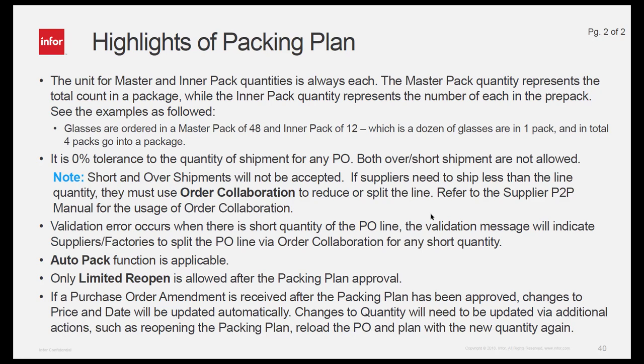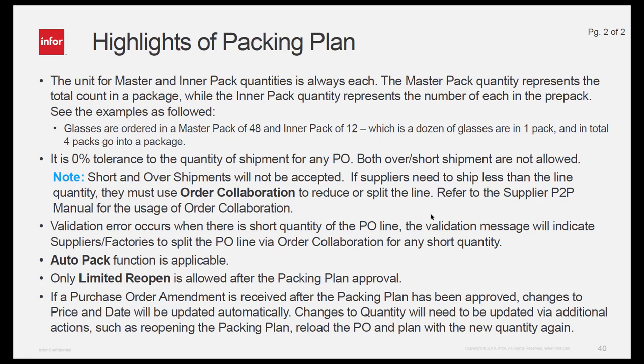There is a zero tolerance to the quantity of the shipment for any PO, both for over and short shipping. That means you are not allowed to change that quantity amount. If you do need to change that quantity amount, you will need to go through the order collaboration to reduce or split the line. Again, please refer back to our order collaboration training video for you to complete that process. Validation errors will occur if you try to short ship or overship the quantity.